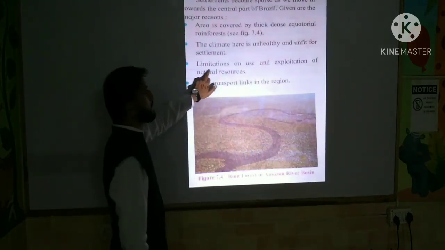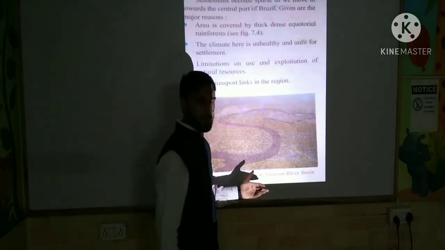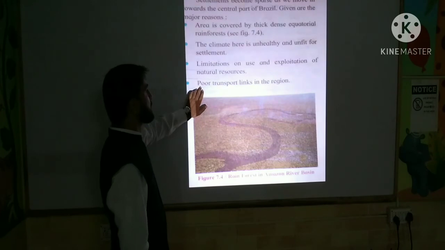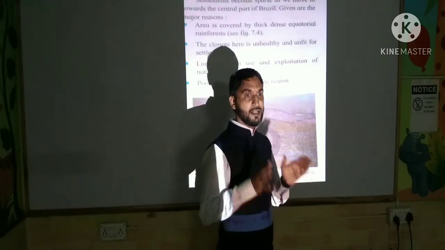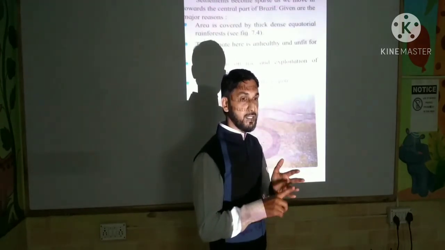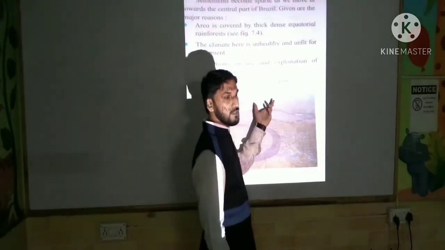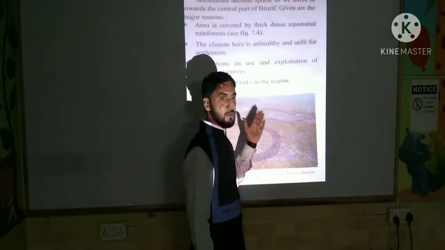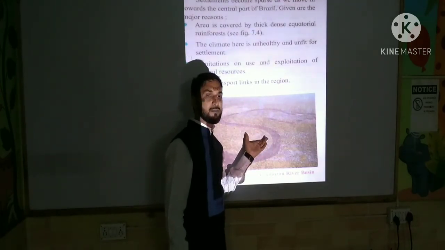The third point, students, is limitations on use and exploitation of natural resources. Dense forest area means it is very difficult to use these natural resources and to exploit them. And the last one is poor transport links in this region. It means, students, in dense forest it is very difficult to build roads. So transport, communication or other facilities needed for trade, business or human settlements are very difficult in this region. This is the Amazon River basin. So population found in this region is very less.